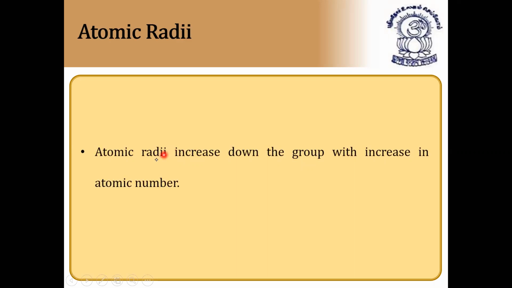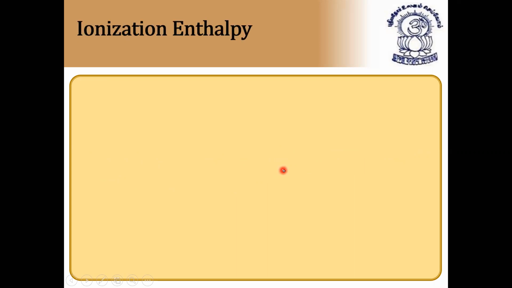Next, atomic radius. Atomic radius increases down the group with increase in atomic number. As we already know, atomic radius in any group increases down the group because, as atomic number increases, the number of shells increases, due to which the size of the atom increases. As the size of the atom increases, the atomic radius also increases.